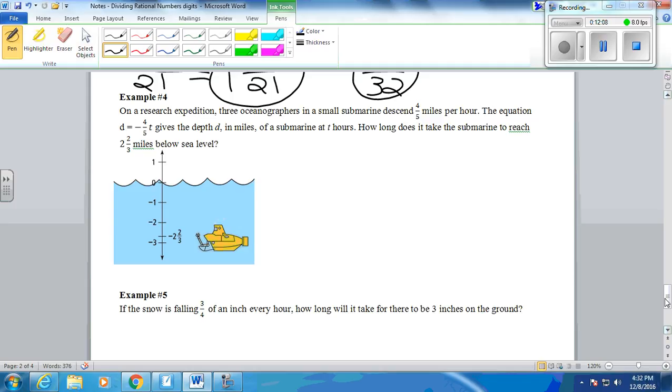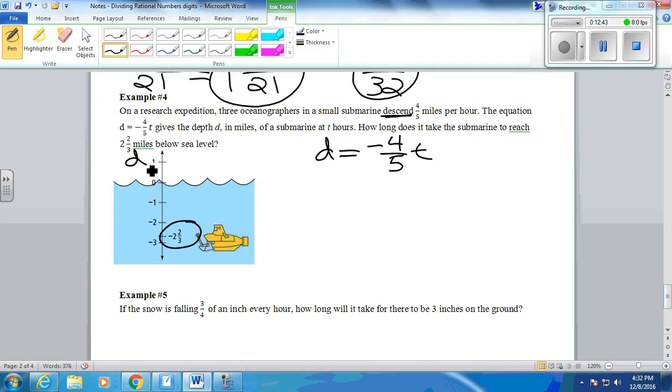I am noticing right off the bat they are giving me a formula, and I'm going to write that down. d equals -4/5 t. The -4/5 comes from the word descend. Okay, so we want to make sure that we know that that's with negative. They're asking you how long does it take the submarine to reach 2 2/3 miles below sea level. So if they're 2 2/3 miles below sea level, technically that is a -2 2/3, which they're showing you right there. And that would represent the distance, and that means we're looking for the time.